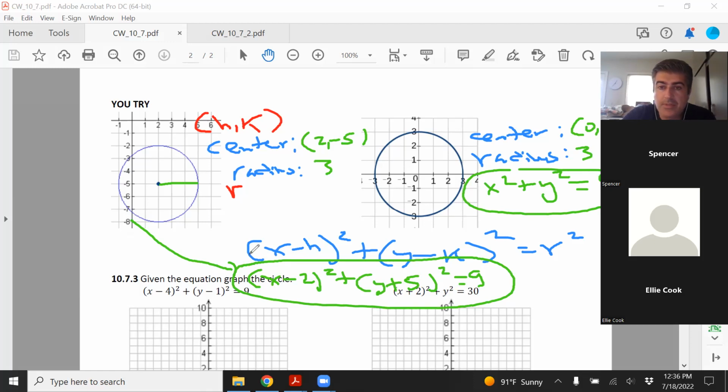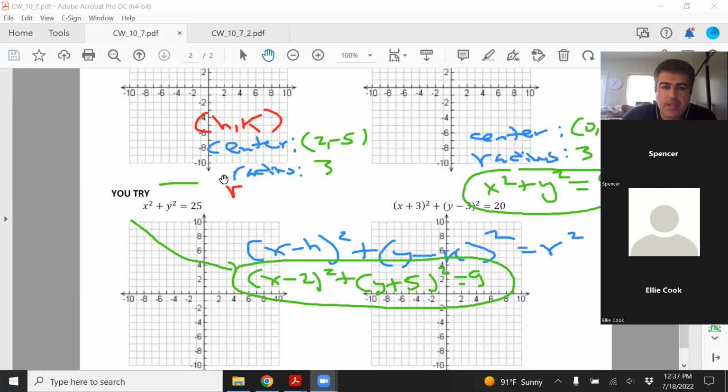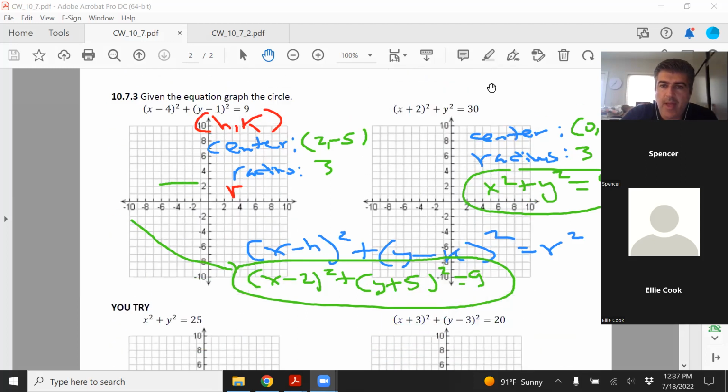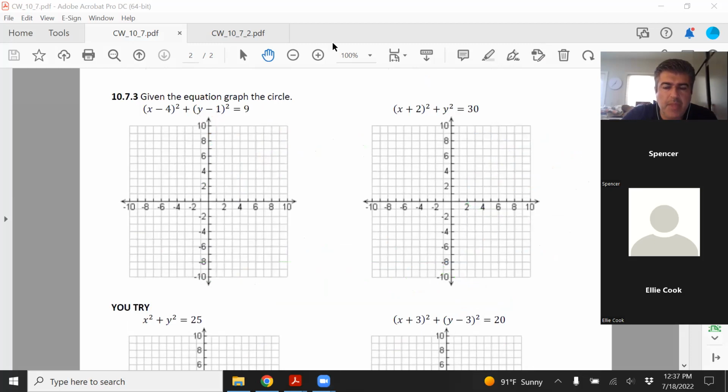Okay, questions about those two? Okay, and finally, graphing these. These problems you could make more complicated, but these are going to be pretty straightforward. You have to identify the center first, and then the radius.